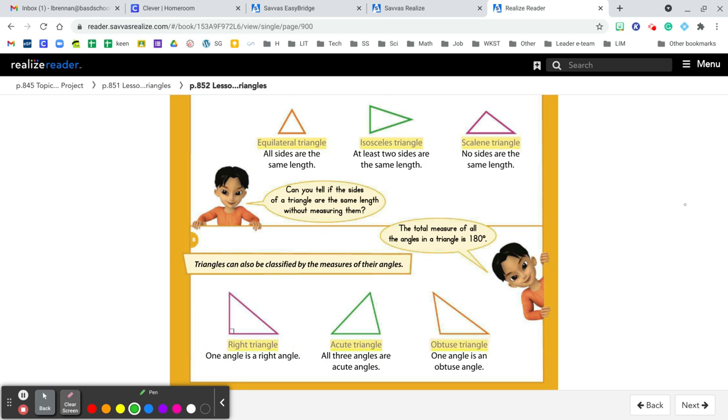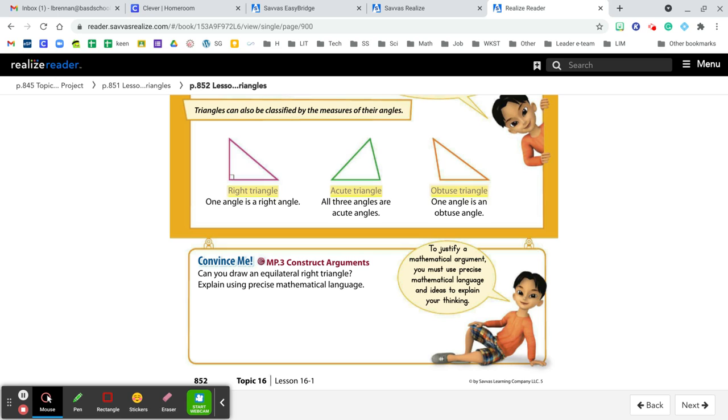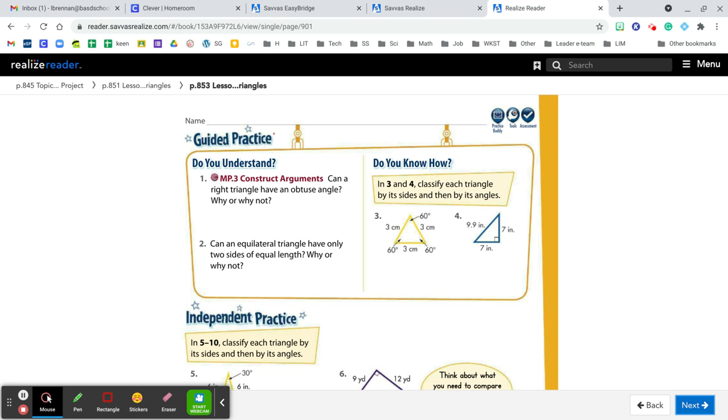Oops. Here we go. And when we go on to the next page, come on, computer. Can a right triangle have an obtuse angle? Why or why not? Think about the math.